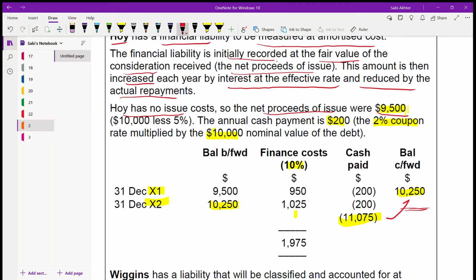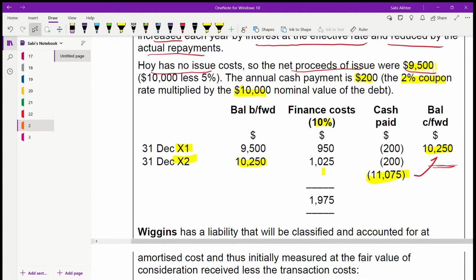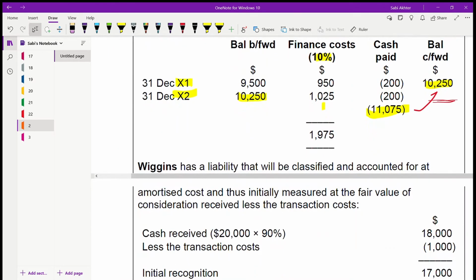Okay, so you recognize it like this. First you need to define whether it's a financial liability, financial asset, or an equity. Then only you can measure any financial instrument. In IFRS 9, if you have been given anything, you first need to see what it is. Next is Vegan. He also has a liability, and the same, we are using amortized cost. So initially same, fair value less transaction cost. Transaction cost means all your issue cost, discount cost, and all.